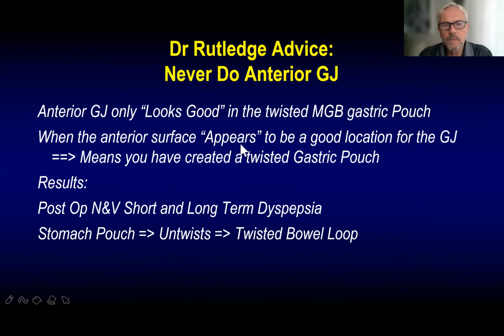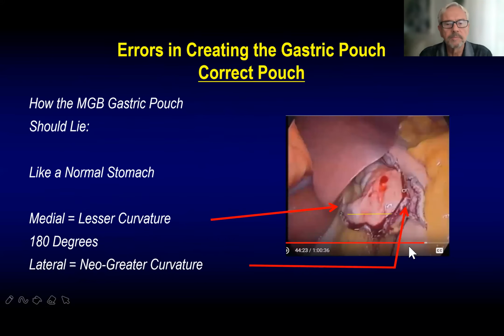When the anterior surface appears to be in a good location for the gastro-jejunostomy, it means you've created a twisted pouch. And this results in postoperative nausea and vomiting, a relative obstruction to the outflow of the stomach, and short and long-term dyspepsia, dysphagia. The stomach pouch untwists the twisted bowel loop, okay?